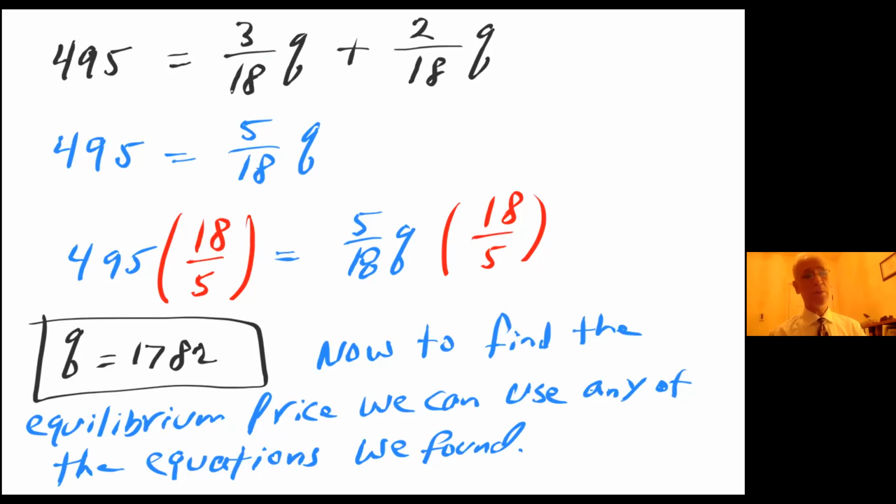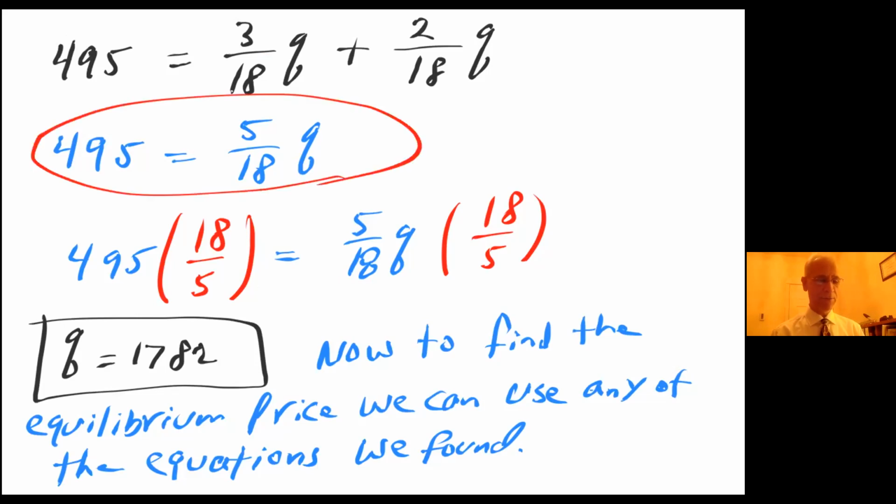5/18 Q. Multiplying both sides of this equation by 18/5, which is the reciprocal of 5/18. You can think of it as dividing by 5/18, but I like multiplying better. So solve it any way you like, and you get Q of 1,782. At that point, I have the Q, but the question asked me, what's the equilibrium price?